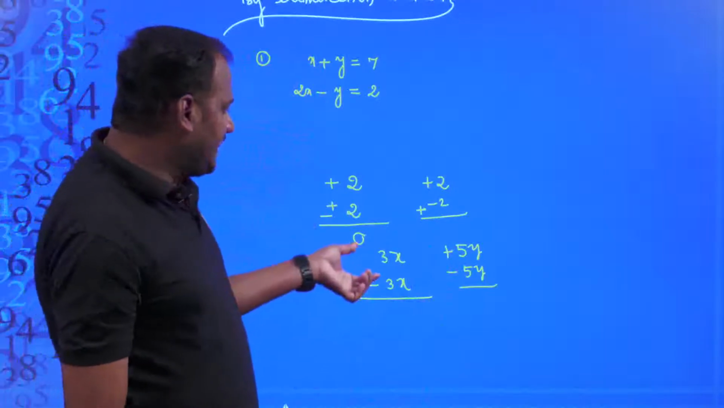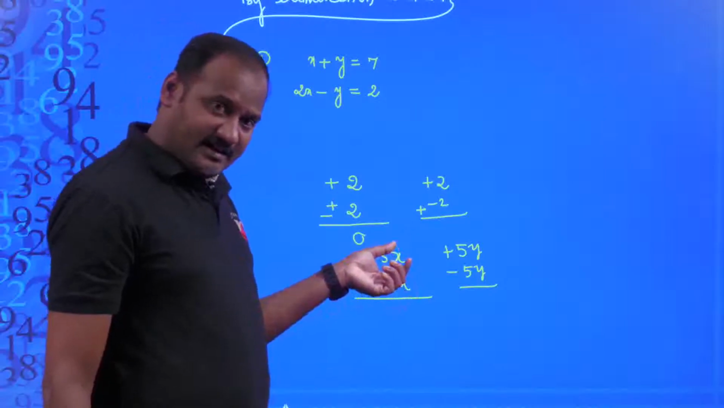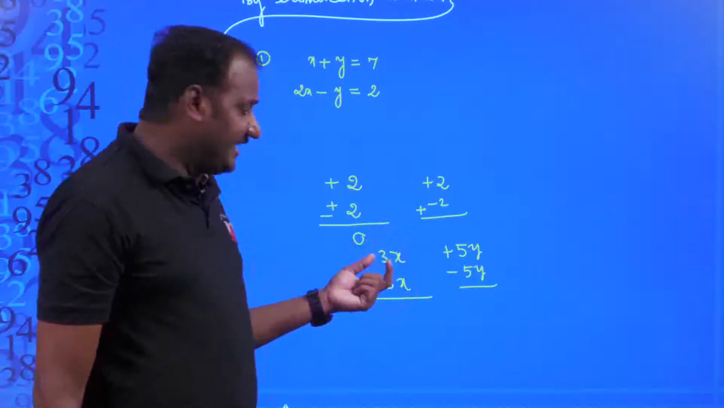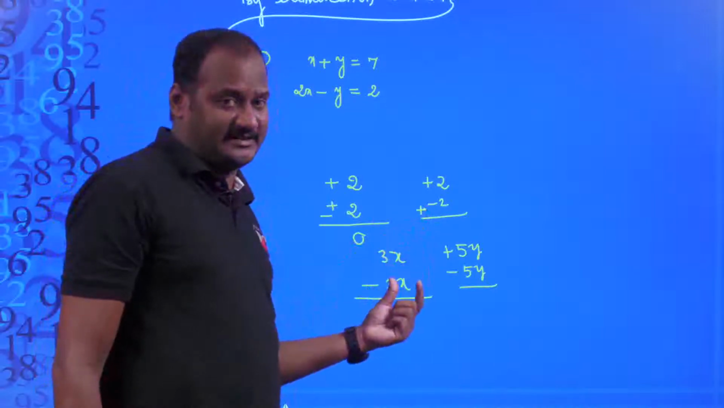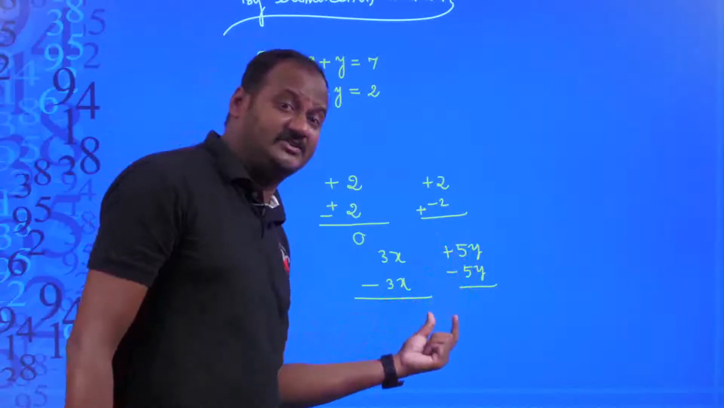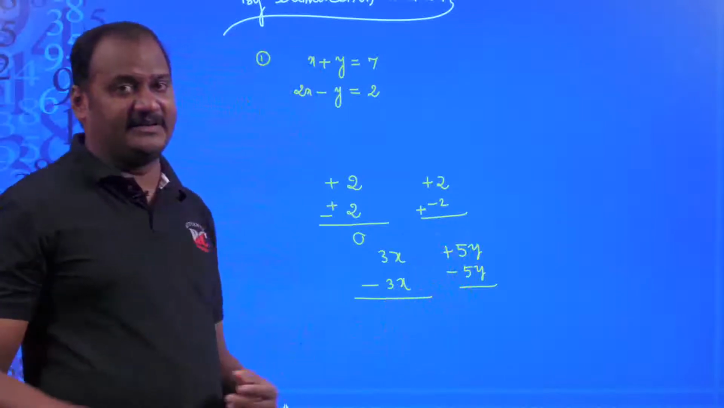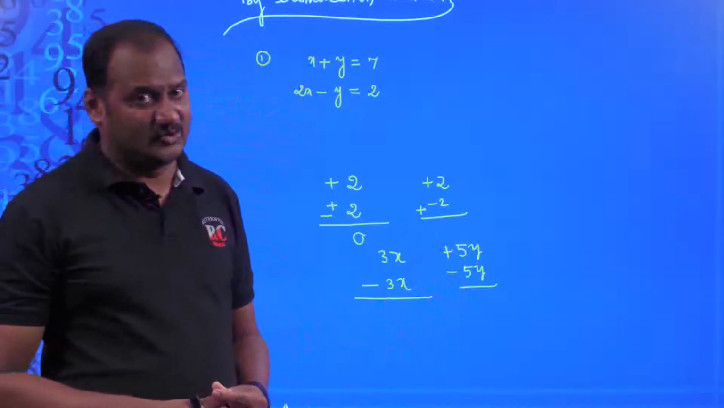So, if you have the same terms and they have the same sign, then definitely you will have to subtract one from the other to eliminate. Suppose you have terms the same in magnitude but opposite in sign, then definitely you will have to add them to vanish the terms. Hope you understand.